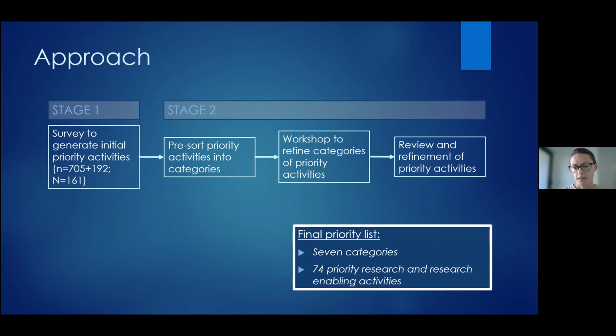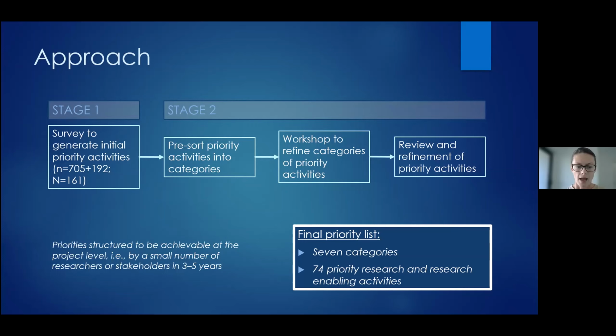So after that stage two process, we had a final priority list that had seven categories and 74 priority research and research enabling activities spread across those seven categories. So we've gone from nearly 1,000 down to 74 in this stage one and stage two process. And we really made sure within that stage two process that the priorities were structured to be achievable at the project level, I mentioned before. So we're talking here a small number of researchers or stakeholders in some cases for some of the priorities in a 3 to 5 year period of time.